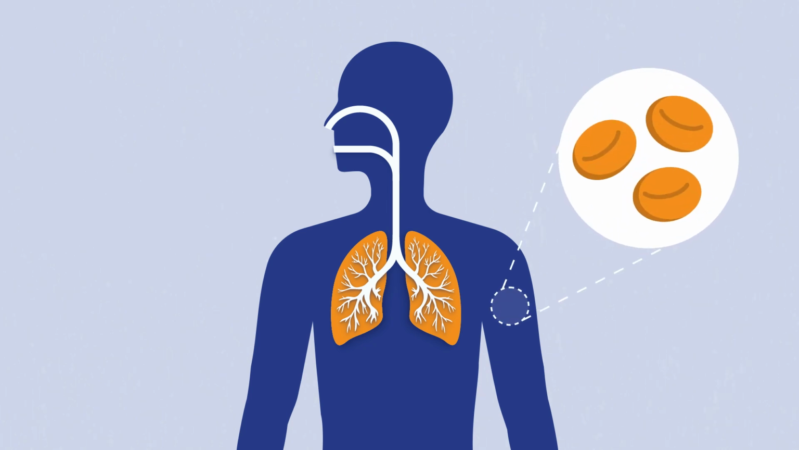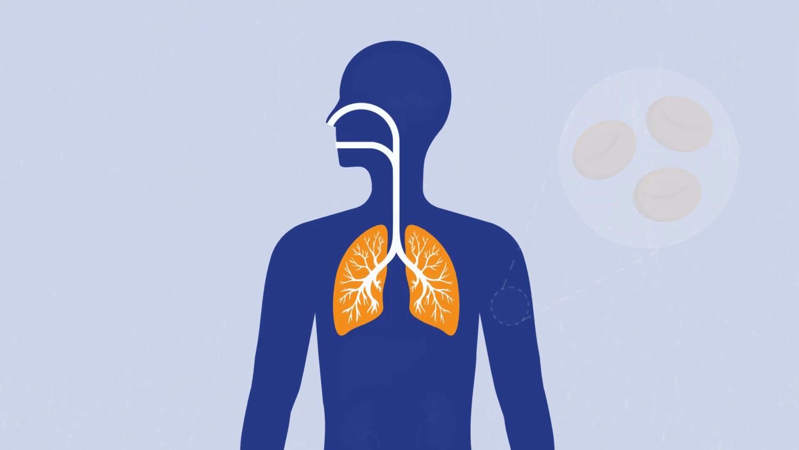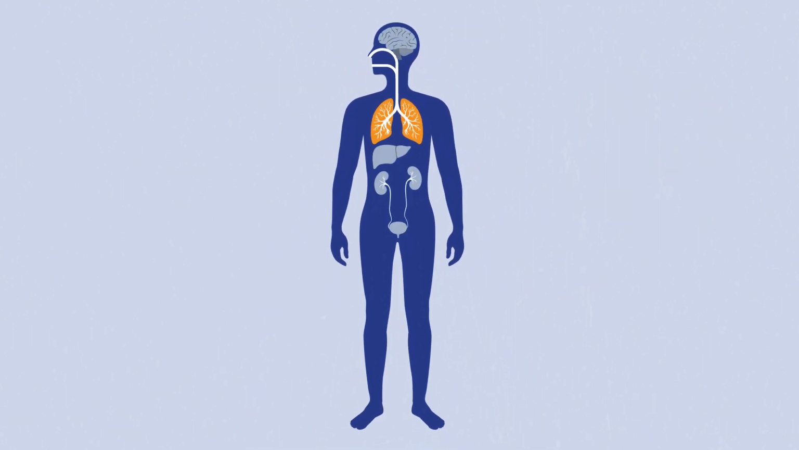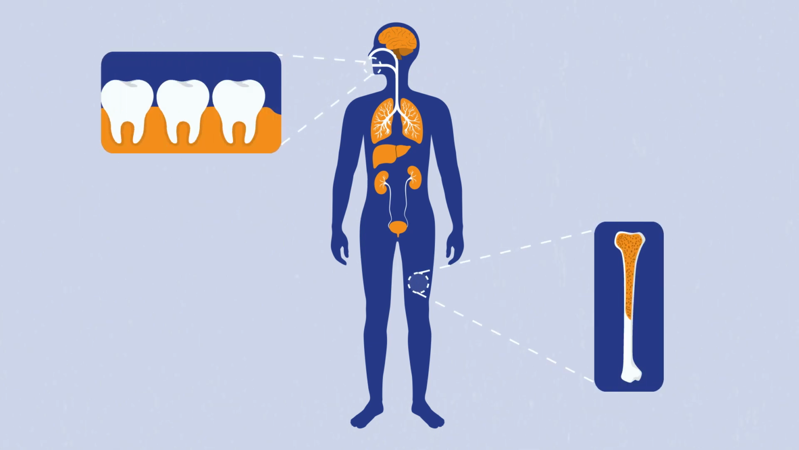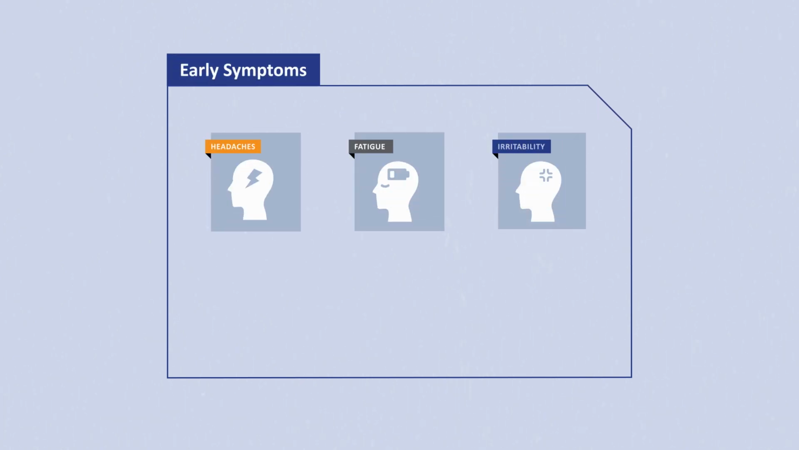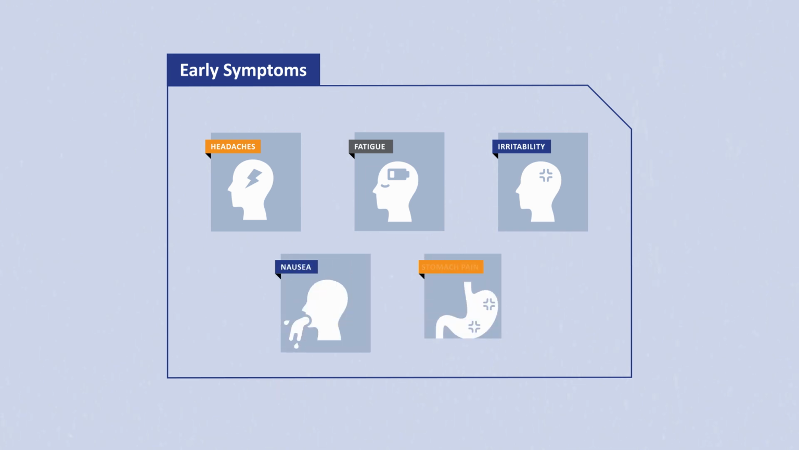Lead initially binds to red blood cells when ingested, before distributing itself throughout soft tissues, such as the brain, lungs, liver, and kidneys. It eventually begins to accumulate in bone tissue and teeth, where it can remain for decades and re-enter the bloodstream during periods of physical stress or bone remodeling. Even relatively low levels of lead in the blood can trigger early symptoms such as headaches, fatigue, irritability, nausea, and stomach pain.